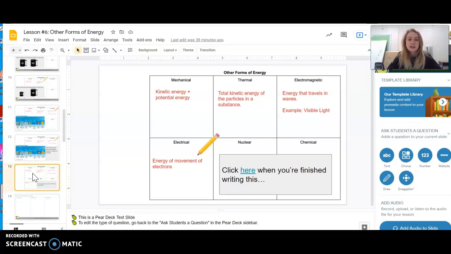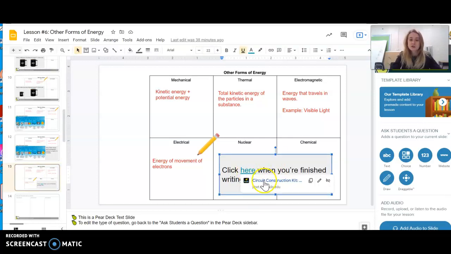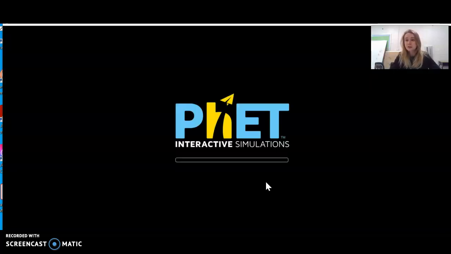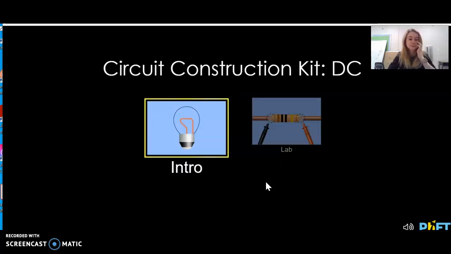Slide 13. Electrical energy is the movement of electrons, and to show you what that is, we can control how these electrons flow, and that's called a circuit, and we use it to power things like light bulbs. Anything that uses electricity is using electrical energy.